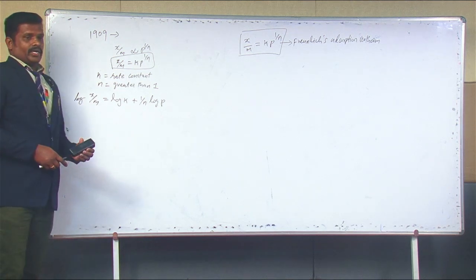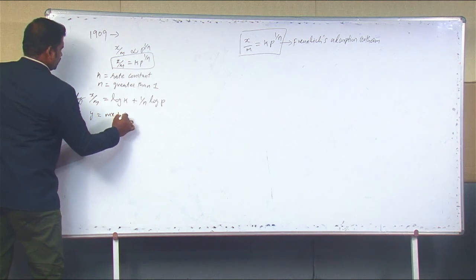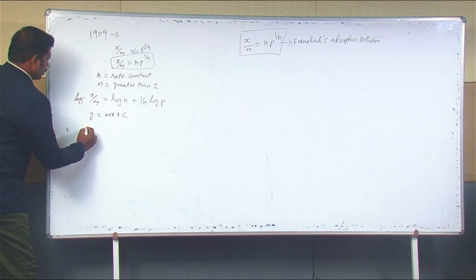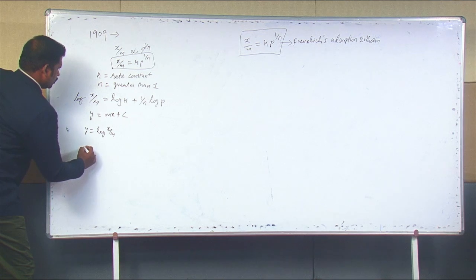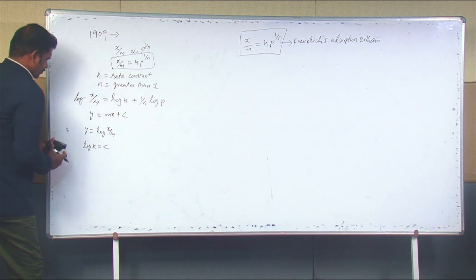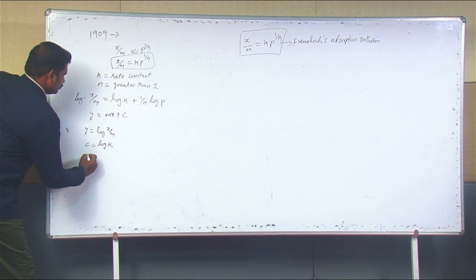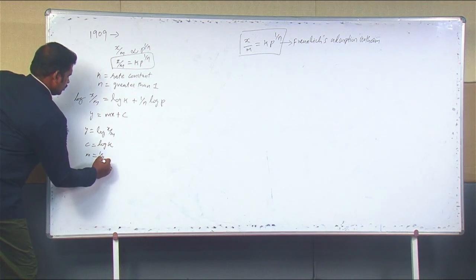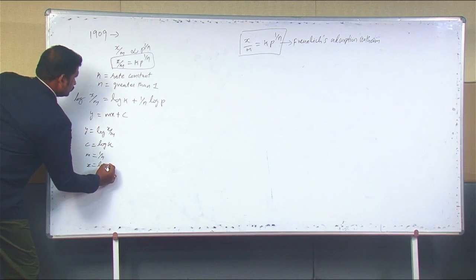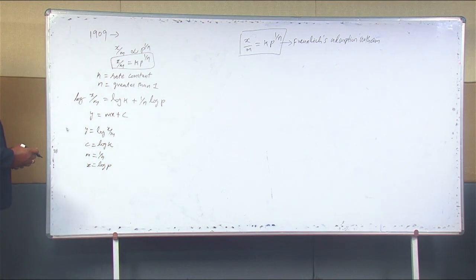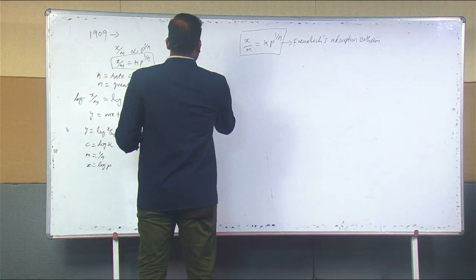So this equation is similar to the equation for a straight line, that is y equal to mx plus c. Here we take log x by m as y, log k as c, 1 by n as m, and log p as x. Right. So we are going to plot a graph for this equation. So we can get a curve.